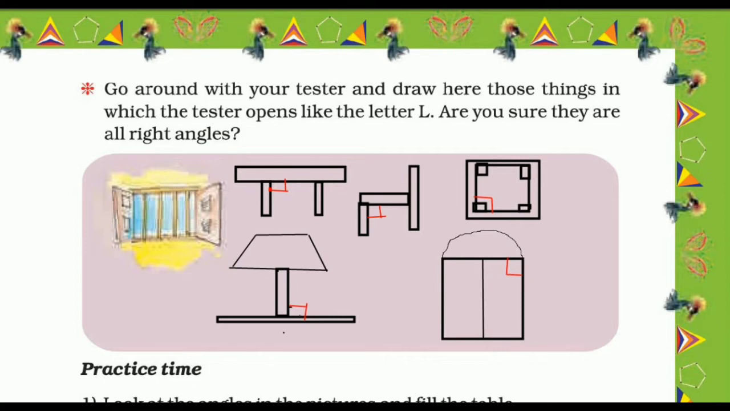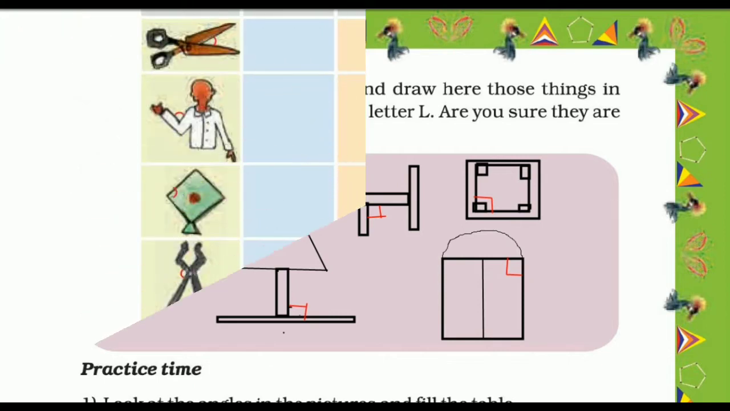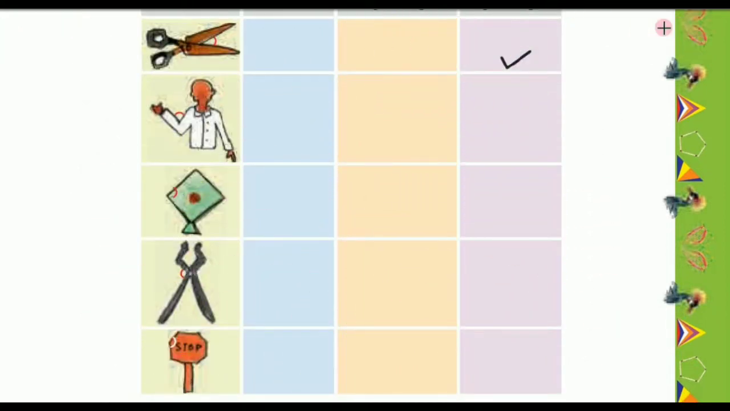Now let's solve some practice questions as given. Children, let's do some practice questions. Here, look at the angles in the pictures and fill the table. First one is a pair of scissors, and here one angle is marked. If you observe, it is less than 90 degrees. So tick mark here, less than a right angle.